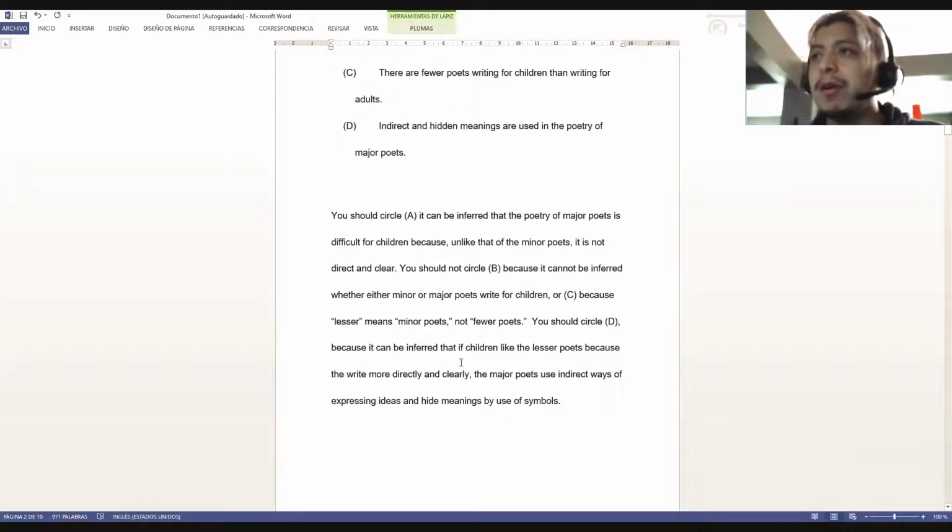Because it can be inferred that the children like the lesser poets because they read more directly and clearly. The major poets use indirect ways of expressing ideas and hide meanings by using symbols. Okay, so this was correct. This is just a little example. Let's check. It's going to get a little bit more complicated. I will try to explain everything to you.